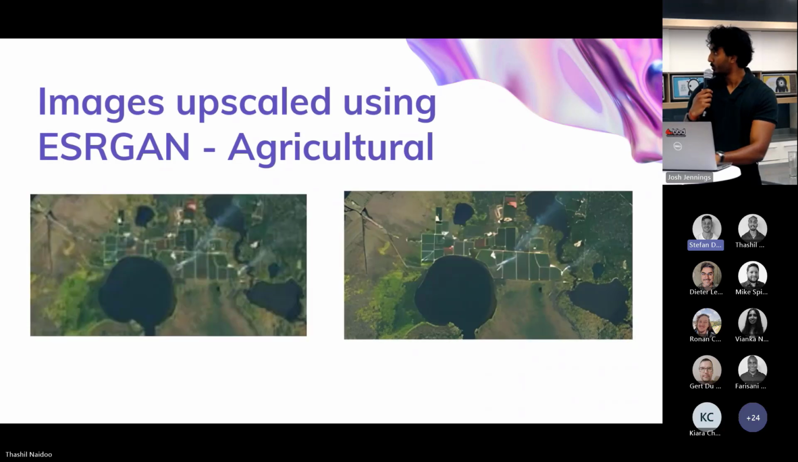And lastly, I used the model to enhance a satellite or aerial view of an agricultural site. We can see the image on the right shows a lot more detail in the agricultural site, which can be used by farmers as well as urban planners.